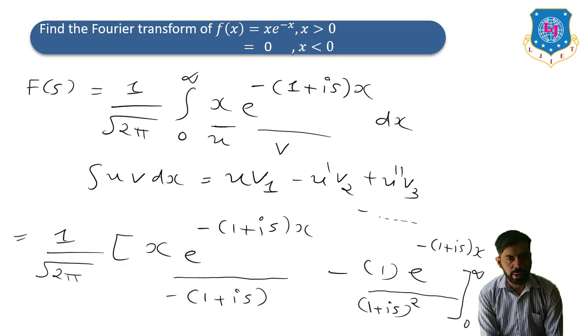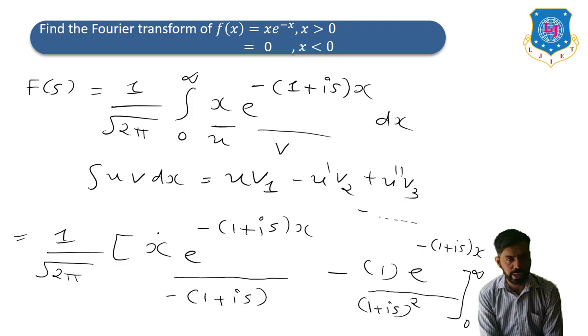Clear? Now here first of all we will apply the upper limit. So for that purpose we will replace x by infinite, because here upper limit is infinite. So here if we replace x by infinite, this will become e raised to minus infinite, and same way this will become e raised to minus infinite, and we know that value of e raised to minus infinite is 0. So answer of upper limit will be 0. Now we will apply lower limit. So for that purpose we will replace x by 0.